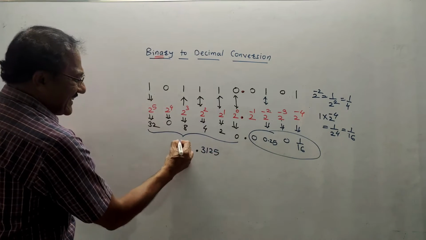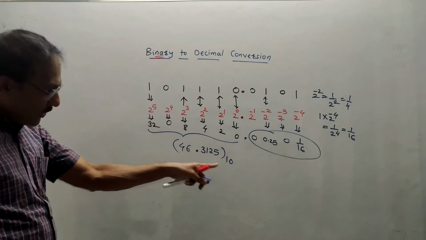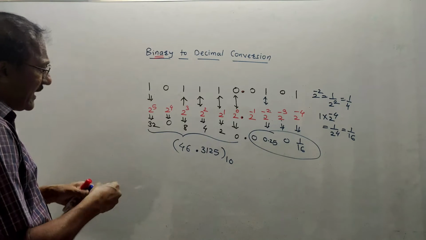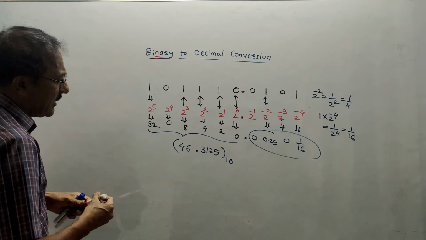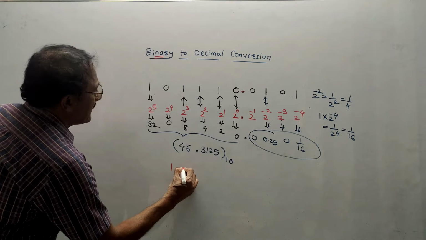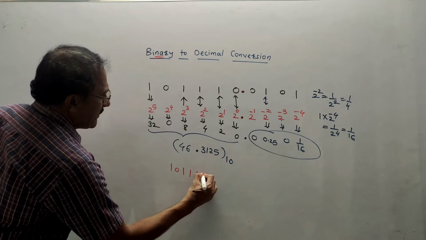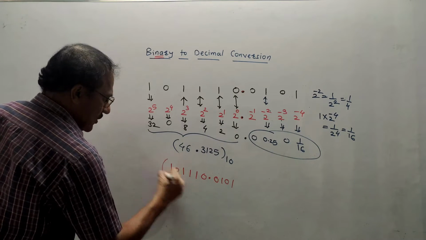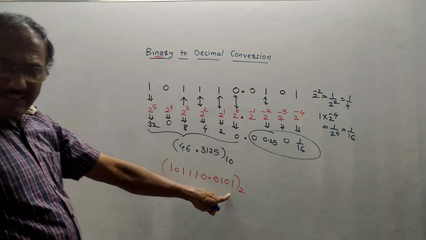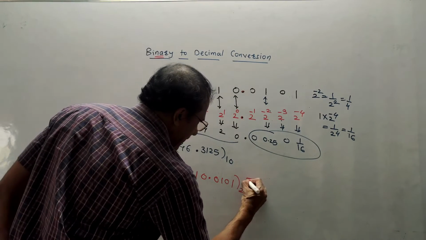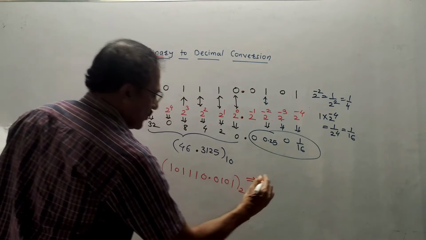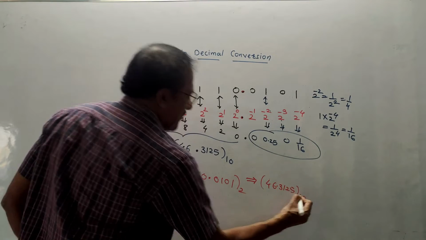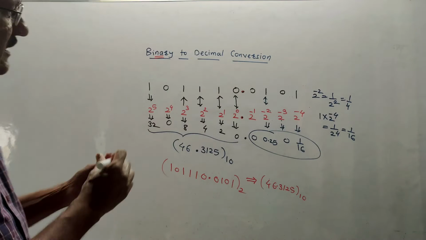0.3125. Final answer is to be written like this. Write down this answer as base 10. In the exam, you will write this given number, I mean, how to write the answer directly. 101110.0101. This number I am writing as it is, with base 2. This was the given number, which was binary. Write the answer like this. You have converted into decimal. Final answer is 46.3125 base 10. Base 10 represents it is a decimal number.